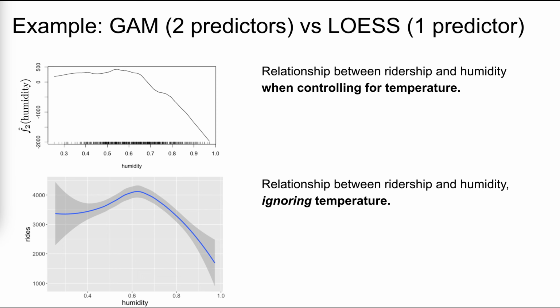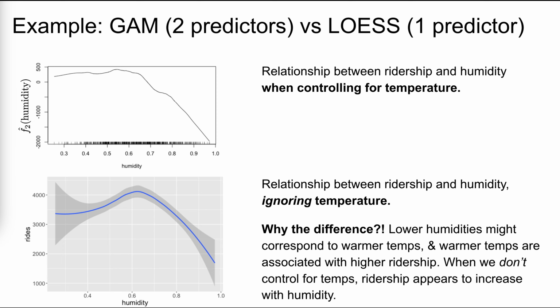So what explains the difference here? Well, my theory is that lower humidities might also correspond to warmer temperatures, and we've observed earlier that warmer temperatures are associated with higher ridership. Thus, when we don't control for temperature, as we didn't in this lowess model, ridership might appear to increase with humidity, where this increase is actually explained by temperature.